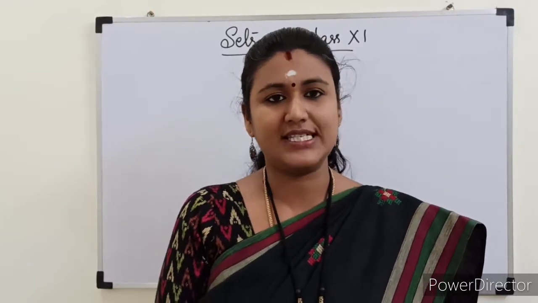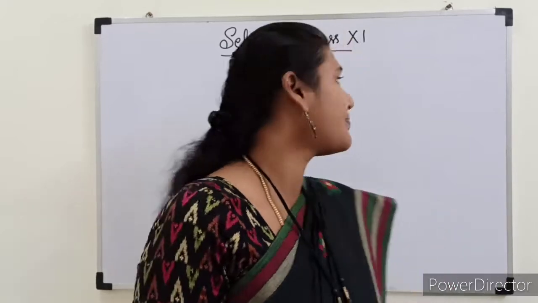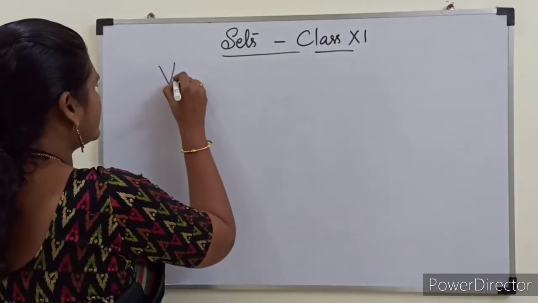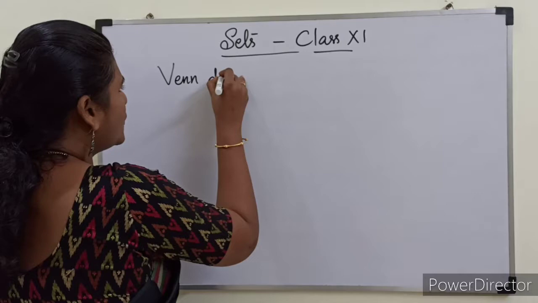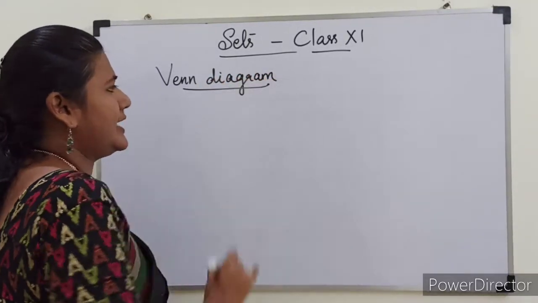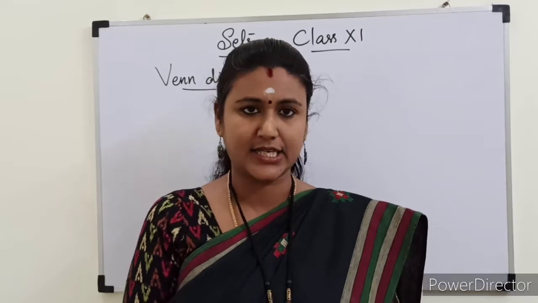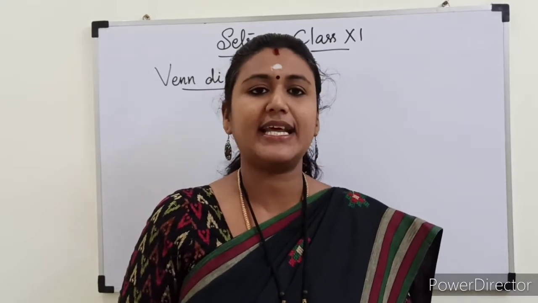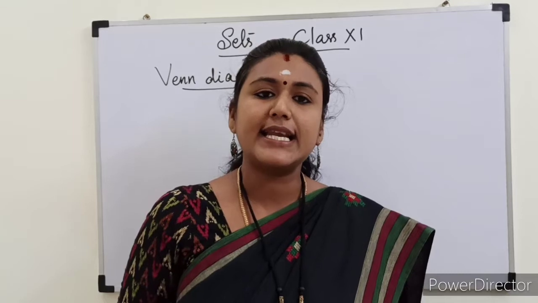In today's class, we will learn the continuation of the chapter Sets of class 11. So, we will see the first concept, Venn diagram. What do you mean by Venn diagram? Actually, Venn diagrams are diagrams used to represent the relationship between the sets. So, it is a diagrammatic representation of the relation between the sets.